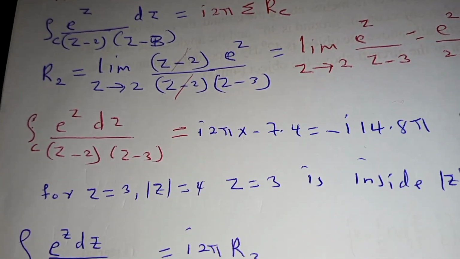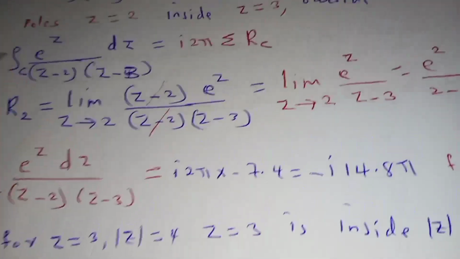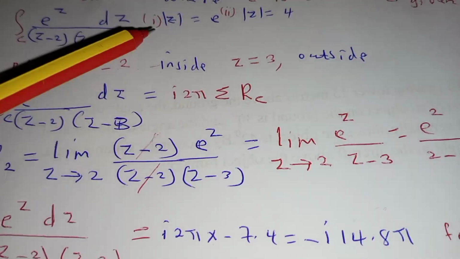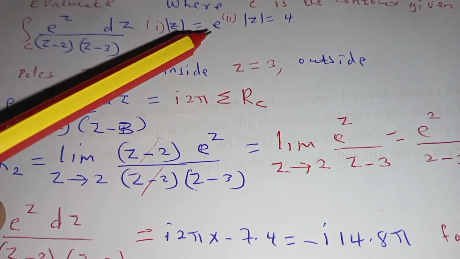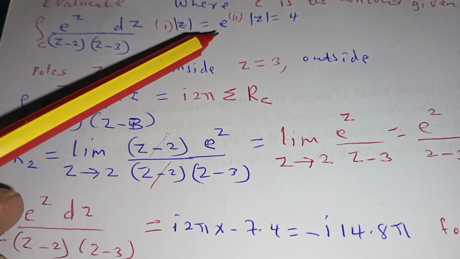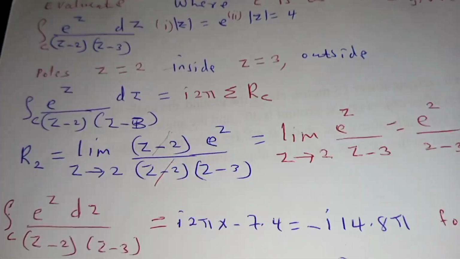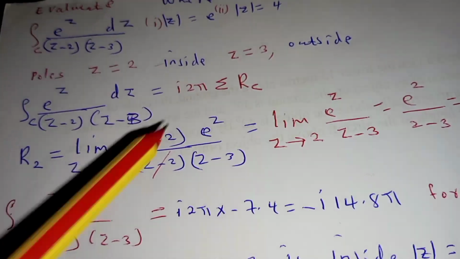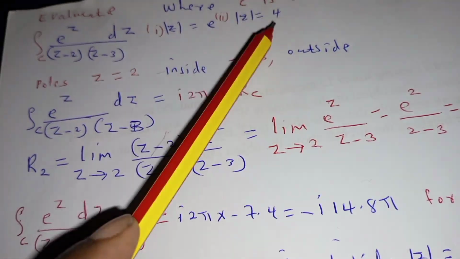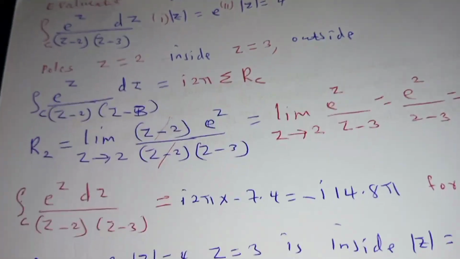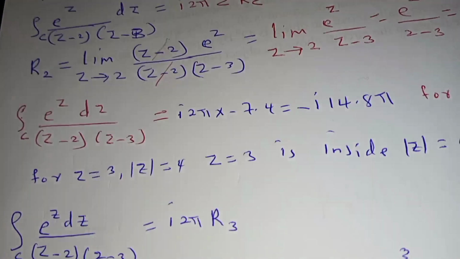Then you turn to case 2. Remember, you are given two cases. Case 1 is modulus of z is equal to exponential. So we have dealt with the first case. Then we go to case 2, which is modulus of z is equal to 4. These are the contours. We go to the second case.